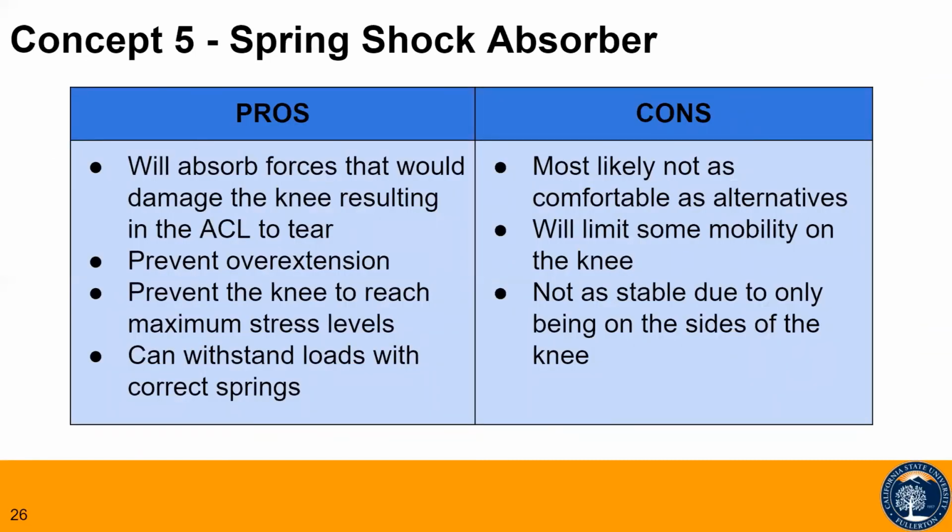Some pros and cons. Pros would be it will absorb forces that would damage the knee, resulting in ACL tear. This is just reiterating the jumping and landing concept. It would also prevent overextension, or in other words, hyperextension, prevent the need to reach maximum stress levels, and can withstand loads with the correct springs. Some cons would be most likely not as comfortable as alternatives, will limit some mobility in the knee due to not letting you fully extend, and not as stable due to only being on the side of the knees.